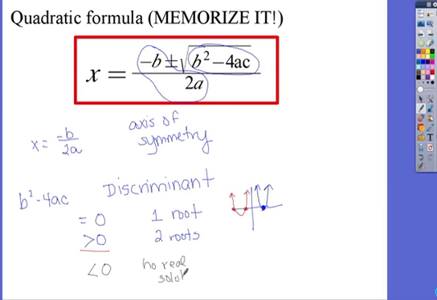So what does that mean? That means that my parabola does not go across the x-axis. The vertex is not on the opposite side of the rest of the parabola. So it doesn't cross the x-axis, so if it doesn't cross the x-axis, I have no points that x could be. So that would be no real solutions.